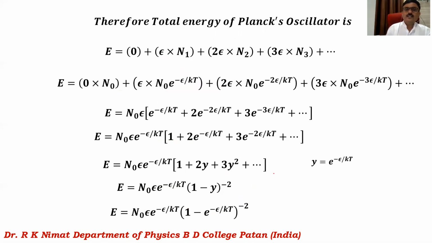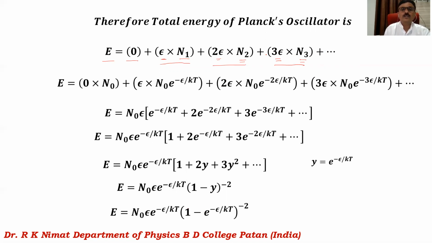Now, the total energy of the Planck oscillators can be calculated, because that energy will be given as, suppose E is equal to: there are n0 oscillators having energy 0, so the first term will be 0. There are n1 oscillators having energy ε, therefore this term will be ε into n1. There will be n2 oscillators having energy 2ε, so that energy will be n2 into 2ε. There will be n3 oscillators having energy 3ε, so that energy will be 3ε into n3, and so on. In this way, we can calculate the total energy of all the oscillators.